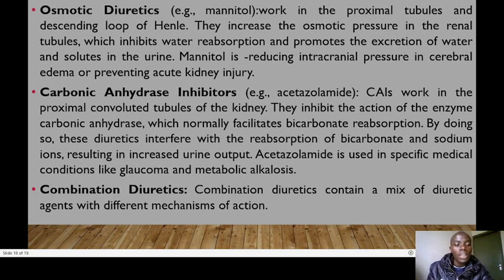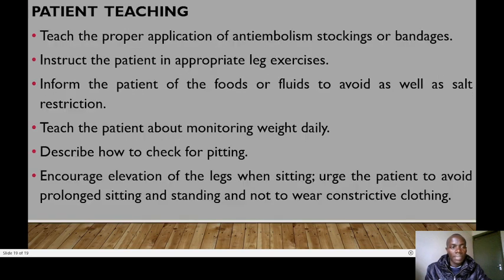Remember, we could have combination diuretics whereby they contain a mix of diuretic agents that are going to have different mechanisms for us to have an effect on the edema subsiding.